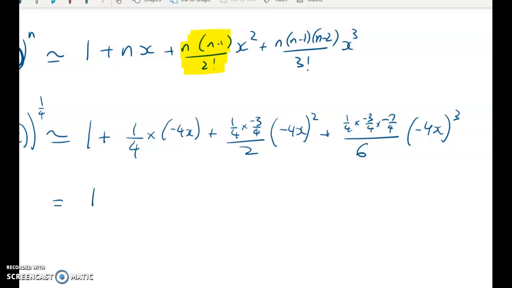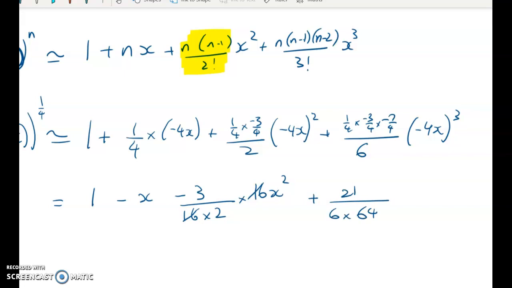So here we've got 1. Check your signs carefully. We've got minus x. And in here, we've got minus 3 over 16 times 2 times positive 16x squared. So you can see that that's simplifying away. And then here we're going to have plus 21 over 6 times 4 cubed, times negative 64x cubed.